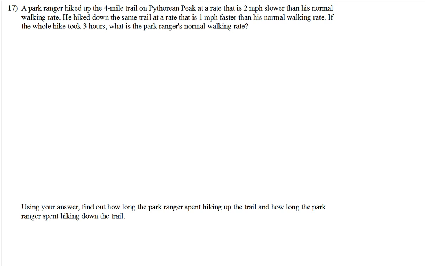We've made it to number 17, which is, in my opinion, easily the hardest one on the review because it's in a little different form. So we've got a park ranger who's hiking up a 4-mile trail at a rate that is 2 miles an hour slower than his normal walking rate. And then he hiked down the same trail at a rate that is 1 mile an hour faster than his normal walking rate. If the whole trip took 3 hours, what's the park ranger's normal walking rate?